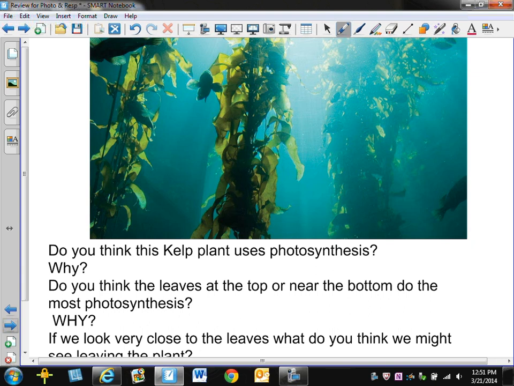All right, so do you think this kelp plant uses photosynthesis? Yes. Now, the question is, why? How do you know that? Because it's green? It has leaves? What is this word here? Plant. Do we know any plant that doesn't use photosynthesis? The answer to that is no. If it's a plant, by default, it uses photosynthesis.